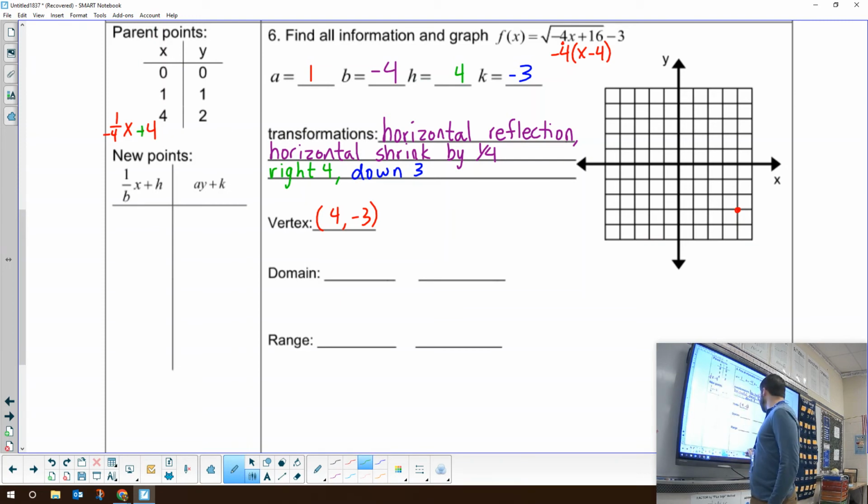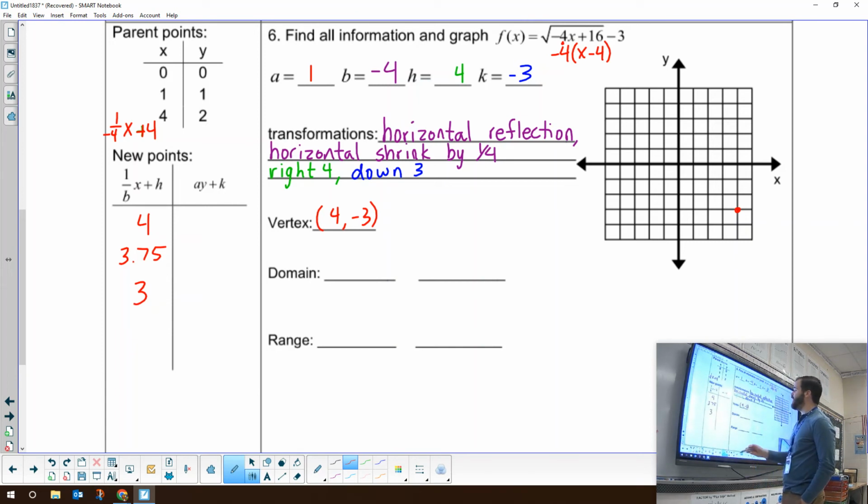Okay, so if I take those points here, let's see here, -1/4 times 0 is 0, 0 plus 4 is 4. 1 times -1/4 is -1/4. -1/4 plus 4 is going to be 3.75. And then my last one here, if I take 4, multiply by that's -1, -1 plus 4 is 3. So we end up with 4, 3.75, and 3. Okay? Then if I take my 0, 1, and 2, I can plug those guys in.